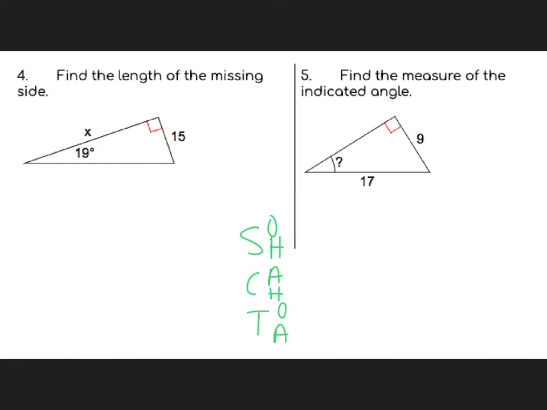And let's label the sides. So what I want to do is I want to say that's my angle. Here is the hypotenuse because it's opposite the right angle. That's opposite the angle we care about, so that's the opposite. And this is the adjacent. So we don't care about hypotenuse once again.